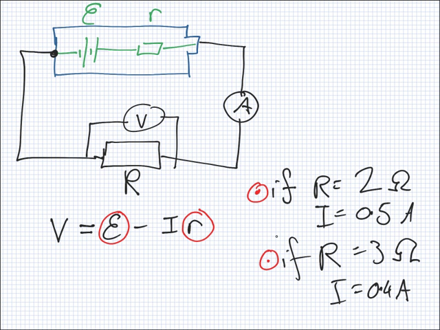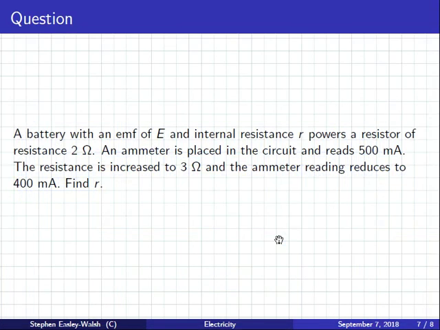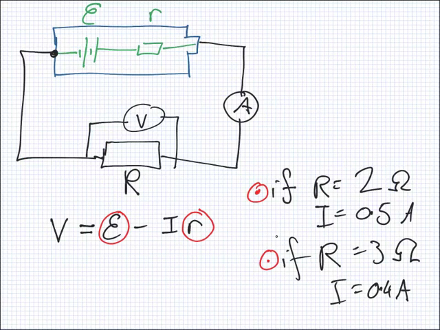Now, there's actually one thing that I have in the picture that I really shouldn't have for this example. Can I just flick back to the question? So if you look at the question, there's something I don't mention here. A battery with an EMF E and internal resistance R powers a resistance of 2. The ammeter reads 500. And when you change the resistor to 3, the ammeter reads 400 milliamps. What did I not mention here that I have in my picture? A voltmeter, right? So it's kind of like this guy is off, or you're not using it.